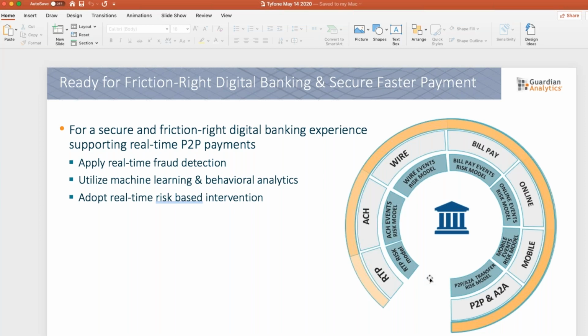So we provide all these protections across different channels for our customers. And the more layers of protection that you have, the more capability you leverage in terms of real-time detection and intervention, the more secure the experience you can afford your consumer or business, and safely supporting their fast payment experience.